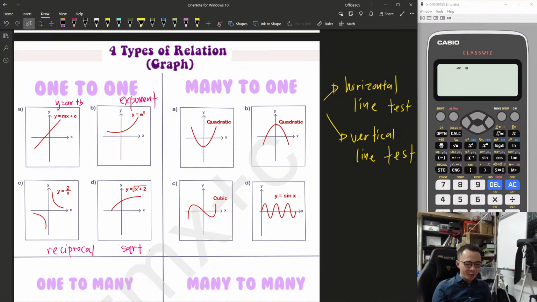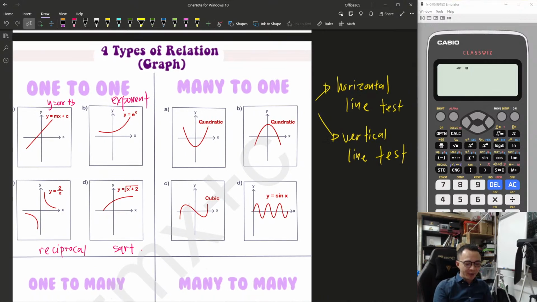Then we call many to one. Many to one, you can see, these are the quadratic graph, cubic and sine graphs. All these are many to one. Even y equals sine x, we also call this a function because it's y power one.